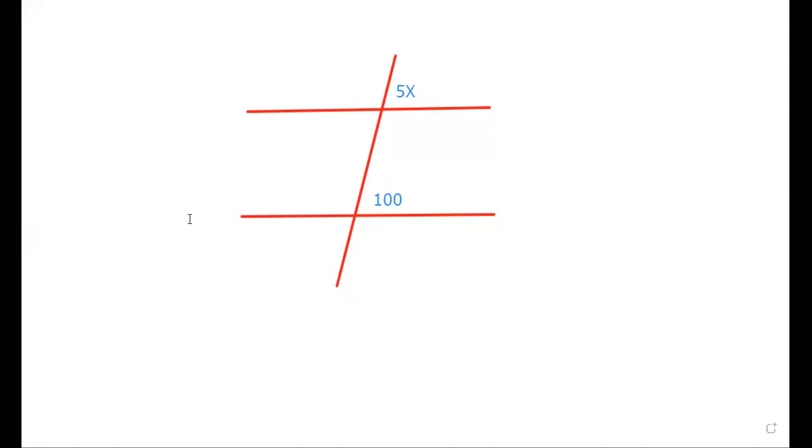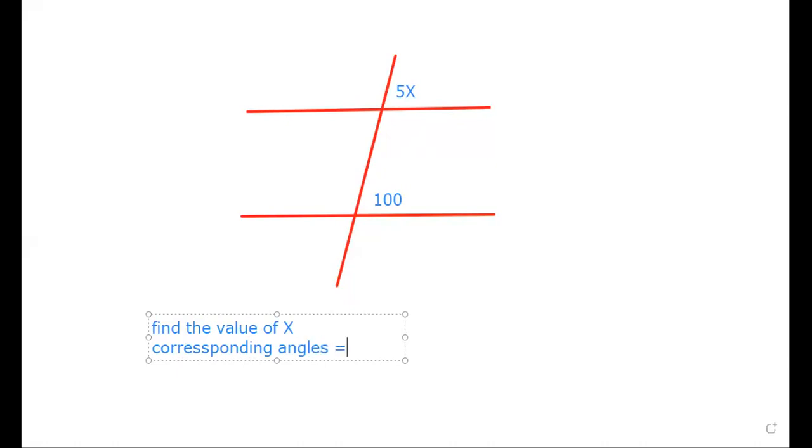We have 2 parallel lines, and we have 5x and we have 100, and the question says find the value of x. How can we solve this question? 5x and the angle 100 are both corresponding, so they will have the same measure. So 5x equals 100, divided by 5, x equals 20. Thank you so much.